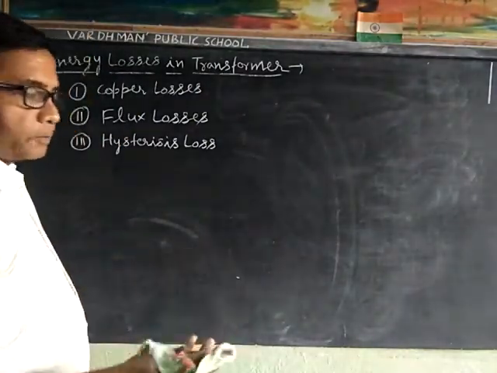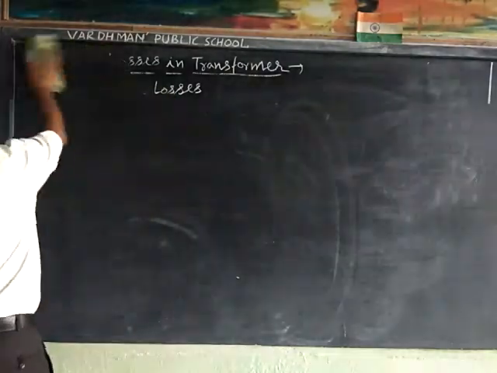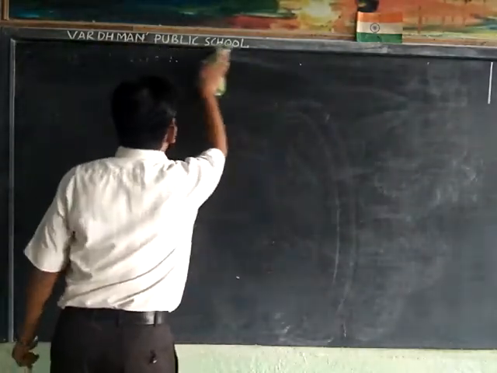Similarly, other losses take place. You have a minimum of 2 losses in a transformer.